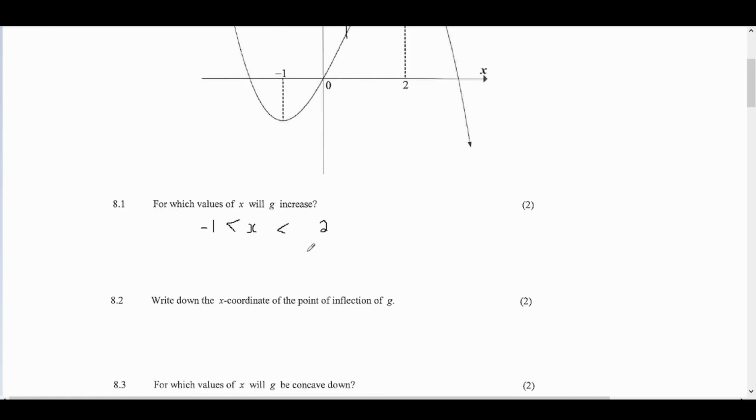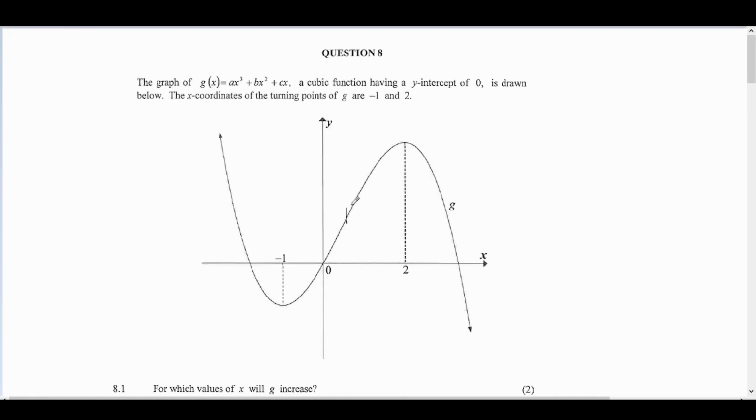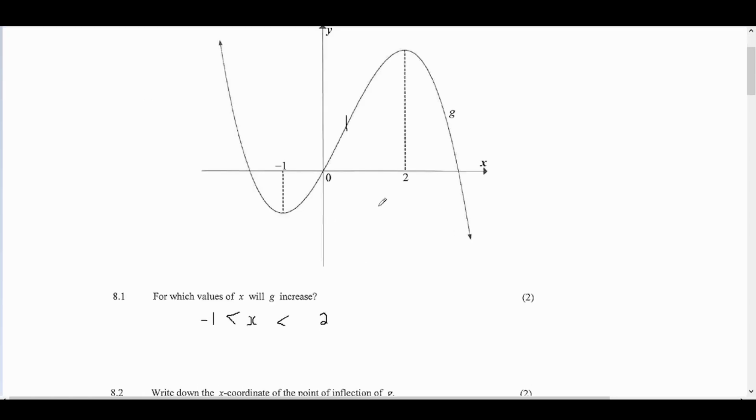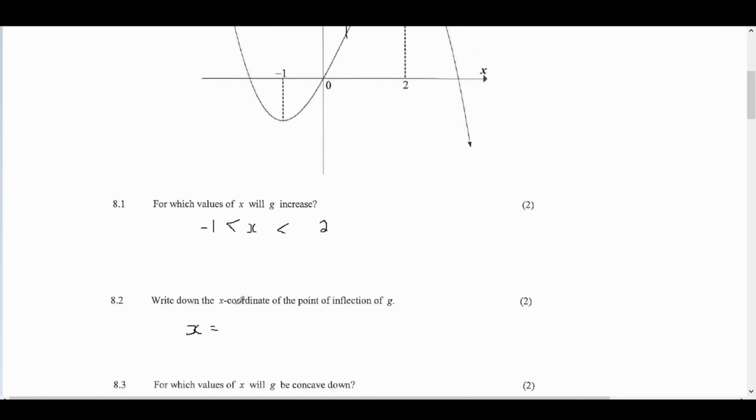But they're saying to write down the coordinates. Since we know that the point of inflection is the midpoint between minus 1 and 2, we can simply calculate the middle. To get the middle, we'll say x is equal to the sum of our 2 points, so minus 1 plus 2 divided by 2, and this is a method you use all the time when trying to find the midpoint between two spots.